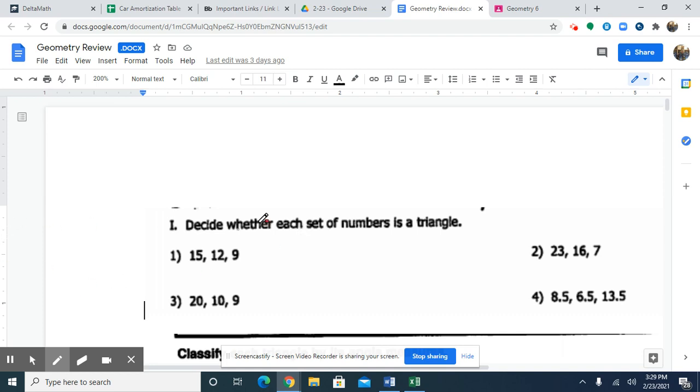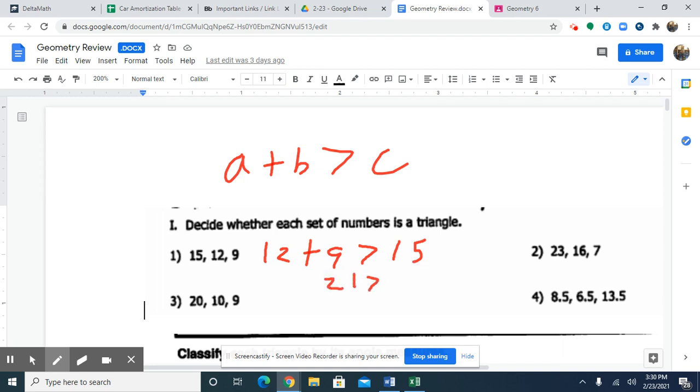So let's start with the first one, where we have to decide whether the set of numbers can be a triangle. If you remember, the two smaller sides, A and B, have to add up to be greater than the larger side C. So 12 plus 9 has to be greater than 15, and 12 plus 9 gives us 21, which is greater than 15. So yes, this will be a triangle.